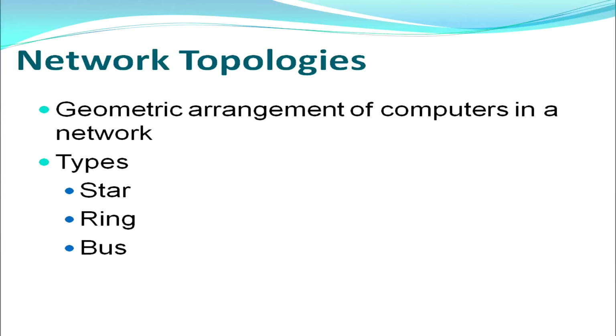We move on to network topologies. A network can be formed in various ways, in various methods. We can arrange two or more computers in various types. So, a topology is geometric arrangement of computers in a network. I can arrange the network in star topology, a ring topology or a bus topology.